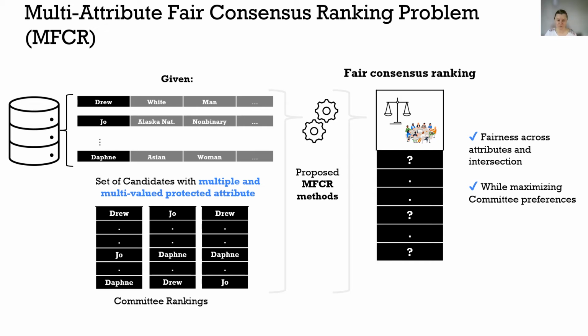Specifically, we introduce the multi-attribute fair consensus ranking problem. That is, we have a set of candidates with multiple protected attributes, and they're being ranked by multiple members of a committee. And now the committee wants to create a consensus ranking that is both fair with respect to the protected attributes such as race and gender and their intersection. And they also want this consensus ranking to represent the rankings of the committee as much as possible. And we abbreviate this as the MFCR problem.